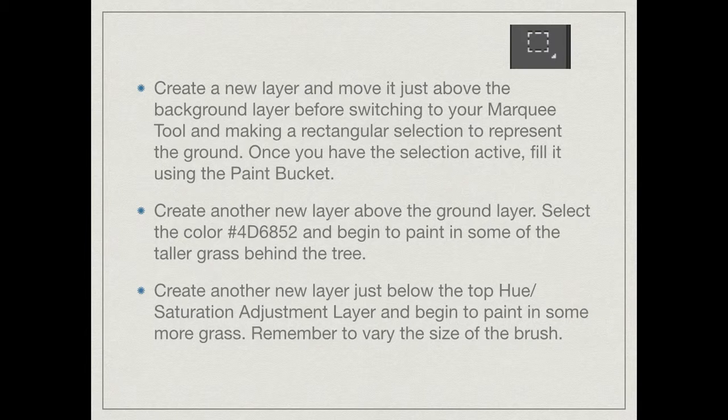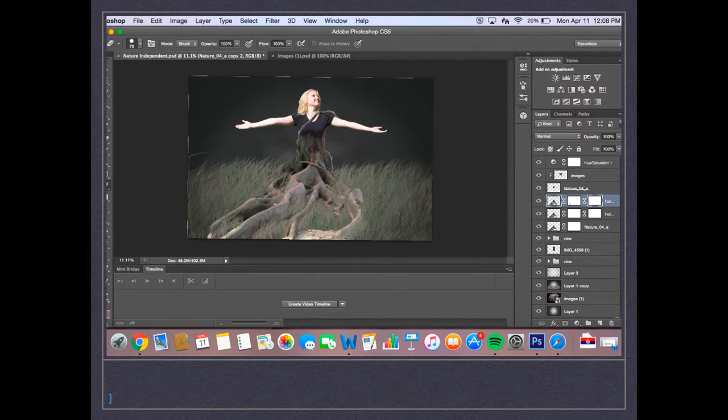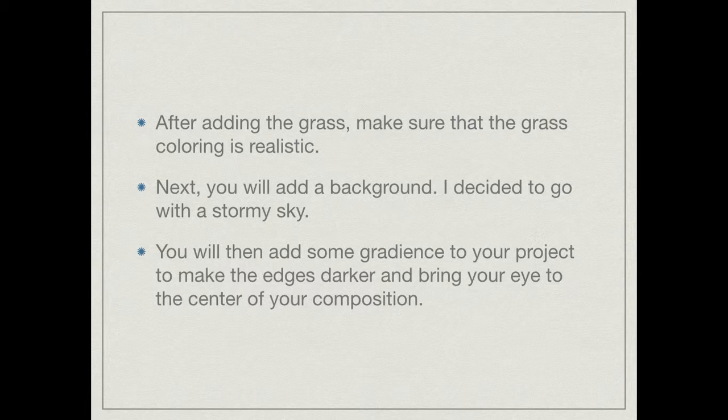Then you'll create another layer just below the top, and it'll be the hue saturation adjustment layer, and begin to paint in some more grass. And remember to vary the size of the brush so that the grass looks realistic. And this is what I had after this. And you can see that I actually have some smoke in the background, but that's not really important because I deleted it later. After adding the grass, make sure that the grass coloring is realistic.